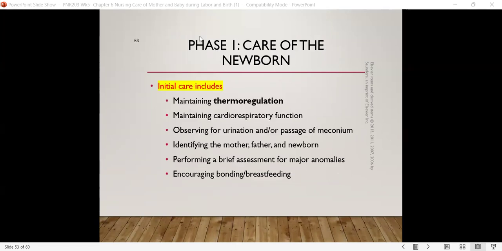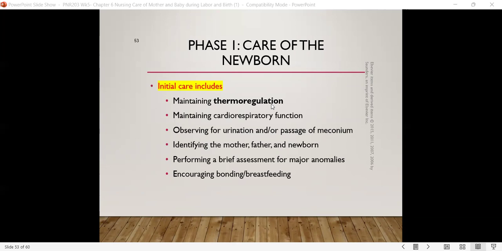Now, on phase 1, we're going to take care of this baby. Remember, it's the first hour in the delivery room in the LDR. I want to make sure my baby stays warm. So remember the radiant warmer I talked about? I want that on before this baby's born, so the baby comes out and he's not going to get cold, because you don't want to cold stress a baby.